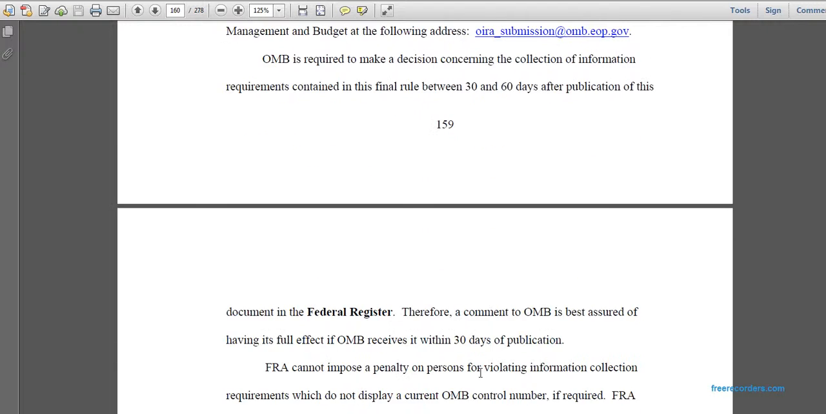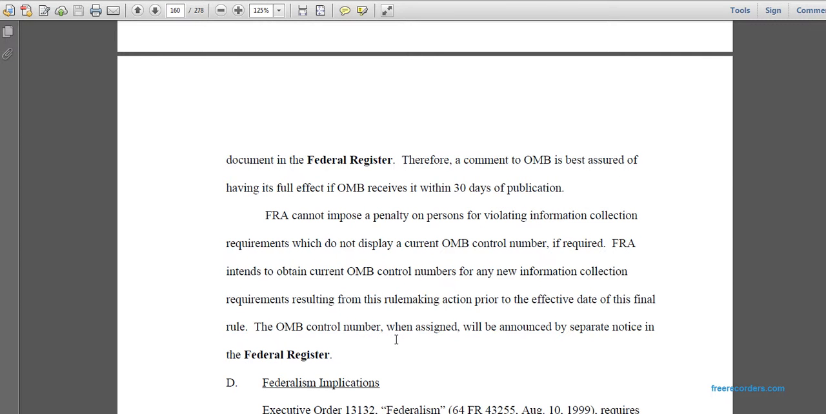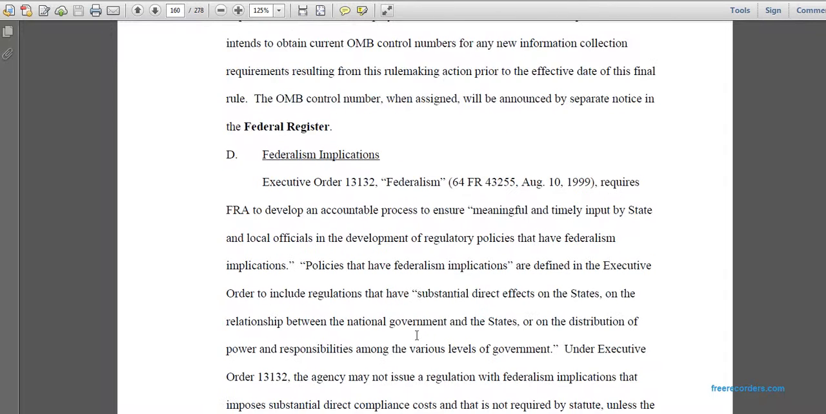The Office of Management and Budget is required to make a decision concerning the collection of information requirements contained in the final rule 30 to 60 days after this publication in the Federal Register. The comment to the Office of Management and Budget is assured of having its full effect if the OMB receives it within 30 days of publication. The FRA cannot impose a penalty for violation of information collection requirements which do not display an OMB control number. If required, the FRA intends to obtain current OMB control numbers for any new information collection requirements resulting from this rulemaking prior to the effective date of the final rule. The OMB control number, when assigned, will be announced by separate notice in the Federal Register.